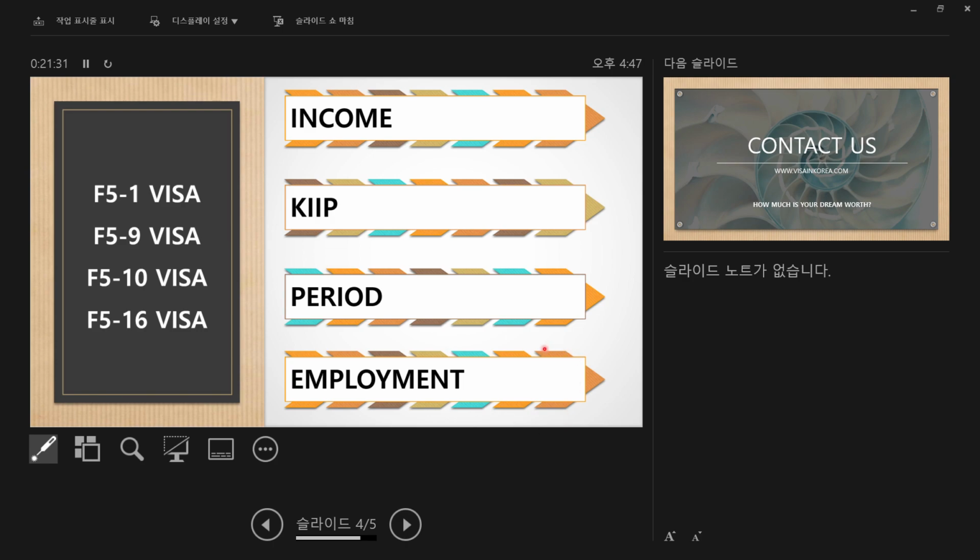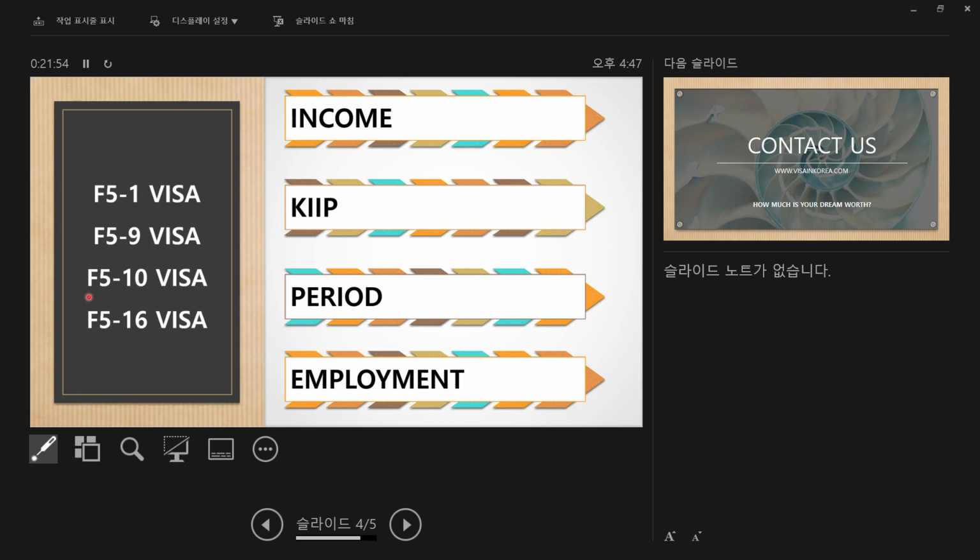The second condition, you have to be registered in the national employment insurance for more than 1 year, right? Good. So F5-10 is for a bachelor's degree holder in Korea in the field of advanced technology, or just a master's degree holder in Korea.